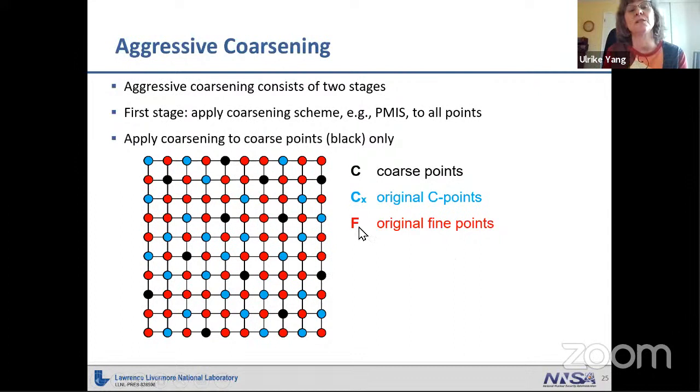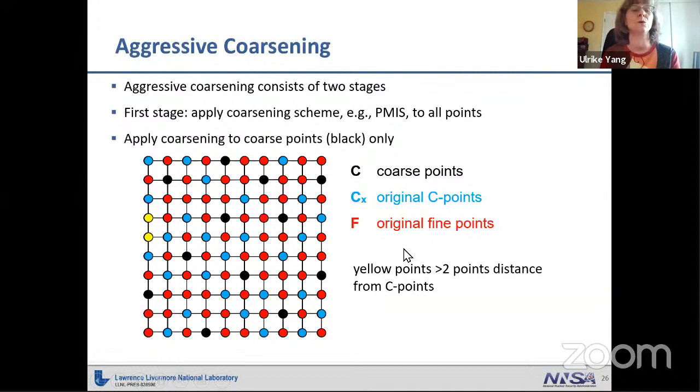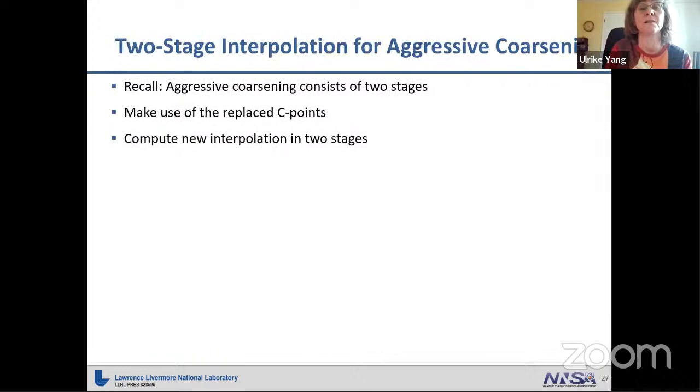Now, if you do this, you do need a more long-range interpolation. In this example, we have some points here which are further than distance two away. But you will usually have more of these issues, especially depending on how you choose your strength threshold, et cetera. So it's important to have an interpolation that can interpolate from points that are more than distance two away. One of the ones we actually implemented first on the GPU is what we call two-stage interpolation.